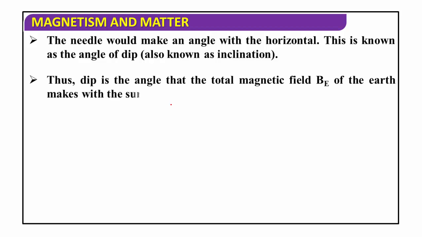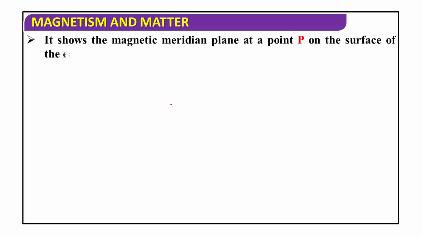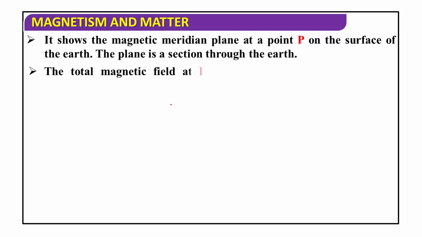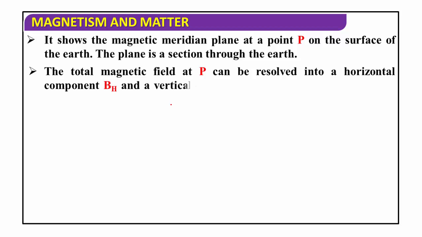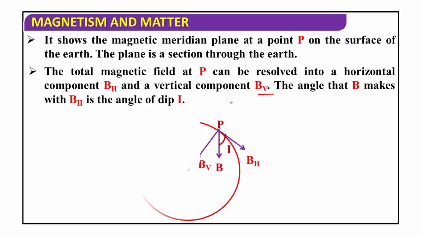Dip is the angle that the total magnetic field of the earth makes with the surface of the earth, and it varies from one point to another. Take the magnetic meridian plane at point P on the surface of the earth, a plane section through the earth. The field is resolved along two components, one horizontal and one vertical. Along the horizontal it is denoted by the symbol BH, and along the vertical by the symbol BV. The angle that B makes with BH is the angle of dip.